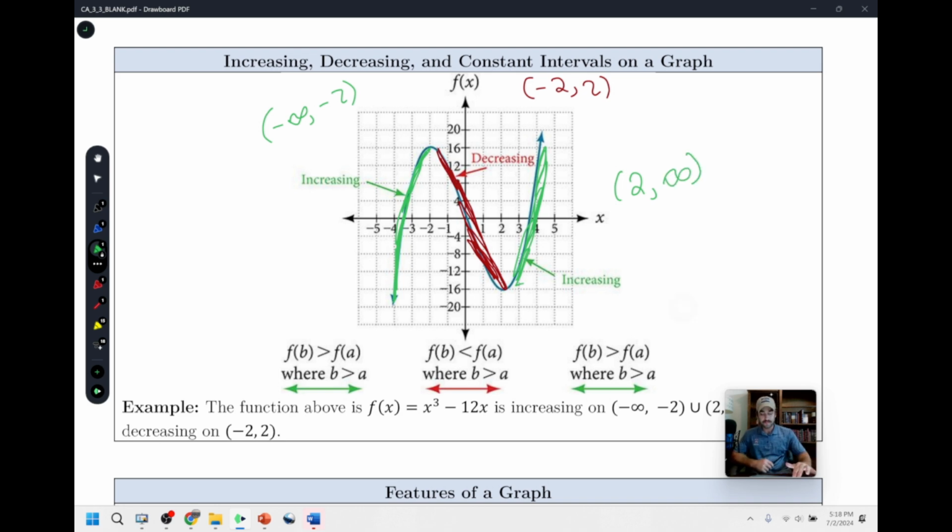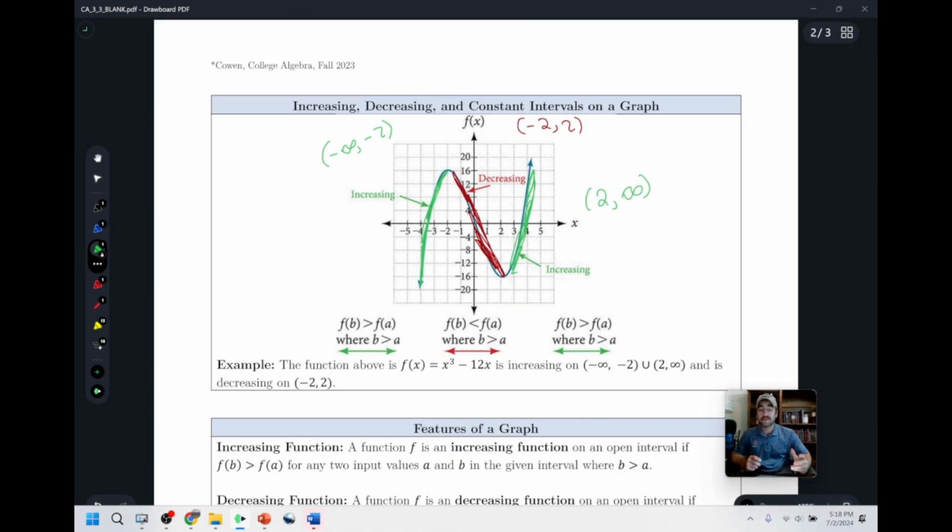So it's just one characteristic of a graph. I don't have a practice problem for it, but you might see it in your homework and in the book, and you might be able to go find an exercise on it. But as you read from left to right, whether a function is increasing or decreasing depends on if it's going up or the y value is increasing, like in the two green sections, or decreasing, like the red section.